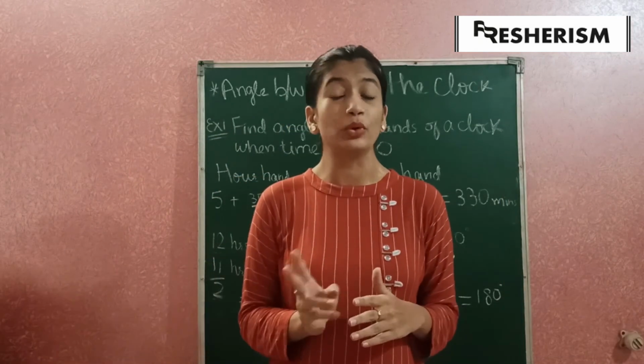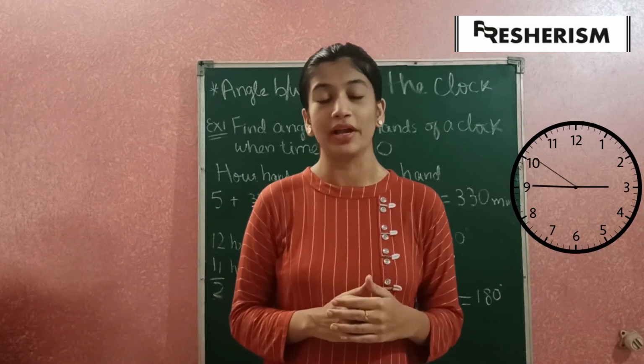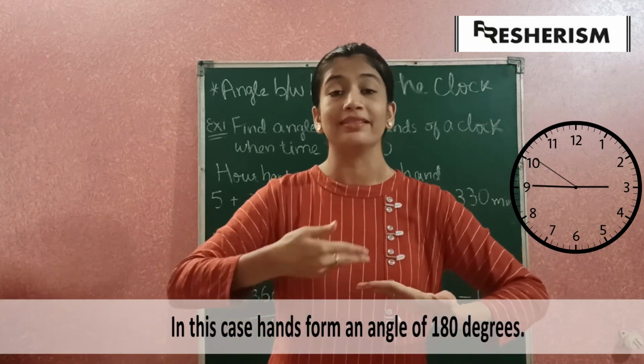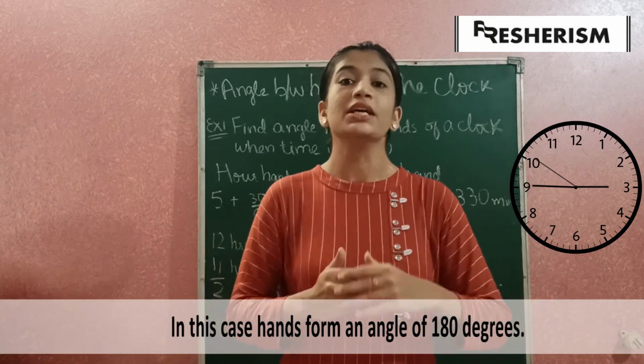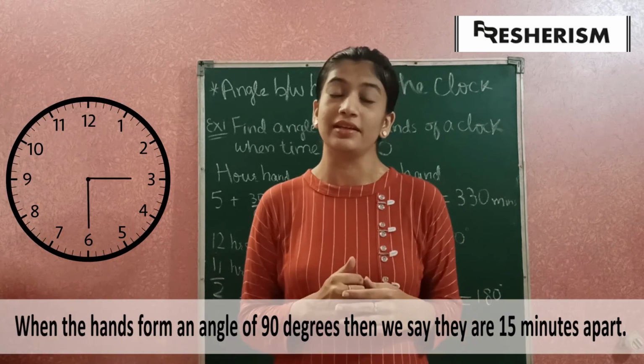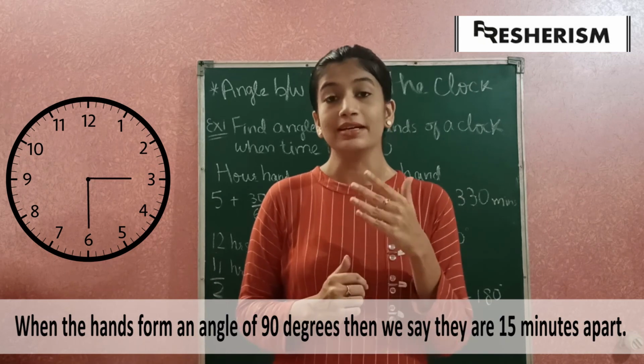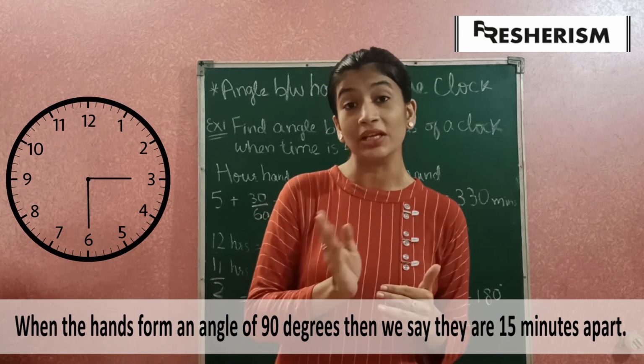One more thing: when both hands, the minute hand and the hour hand, are in a straight line in opposite directions, they form 180 degrees. When the hour hand and the minute hand form a right angle, or are at 90 degrees, then they are 15 minutes apart.